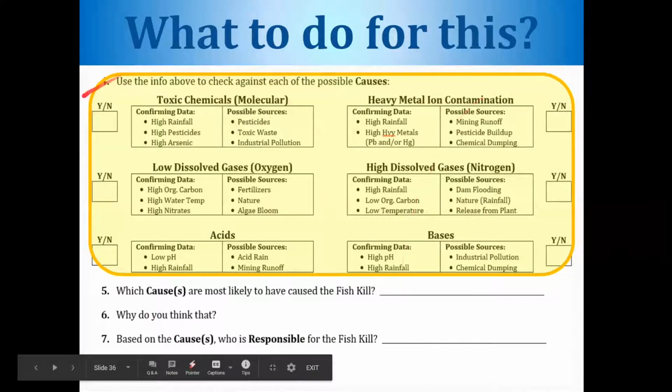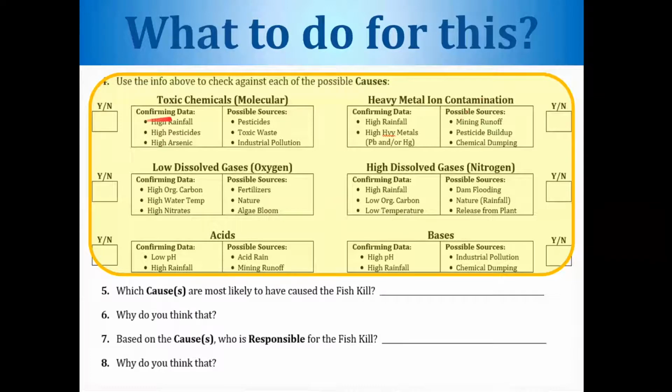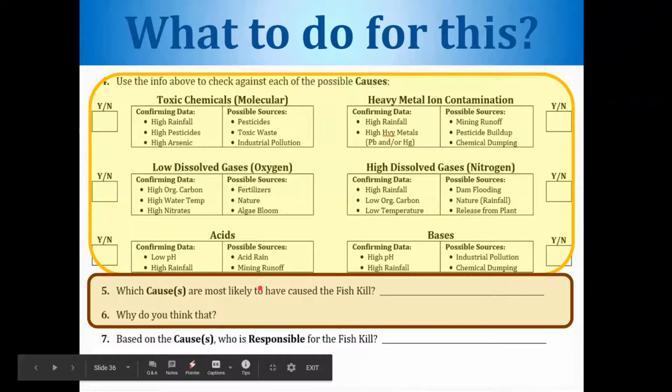Whatever the paper tells you to do, that's what you want to do. Find which ones match. Look at the data. Does it have high rainfall, high pesticides, high arsenic? Then yes, you have toxic chemicals. So this is a possible cause of the fish kill. You can have more than one cause. So there you go. You then need to identify which causes are most likely to have caused the fish kill.